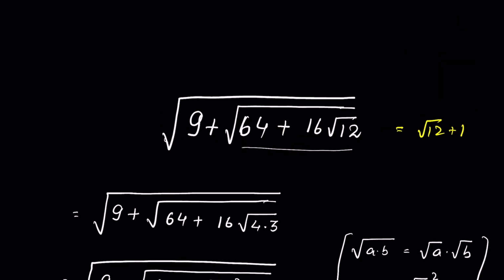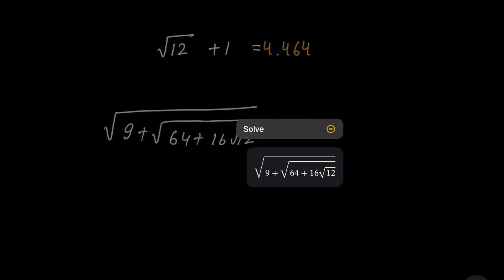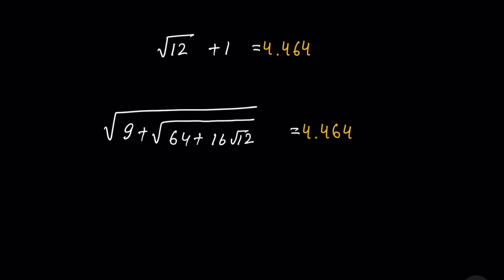We can check the answer in the calculator. So we found the answer, 12 under square root plus 1. Let's find the value of this first. So this is equal to 4.464. The question was 9 plus square root of 64 plus 16 times square root of 12 under square root, all under square root. Let's see the value here. You can see the exact match. So our answer is correct.